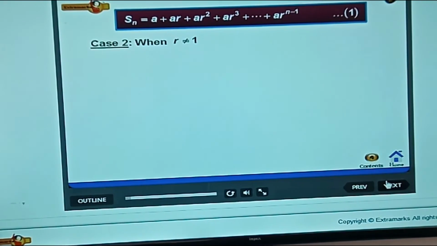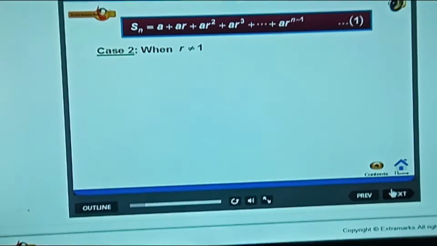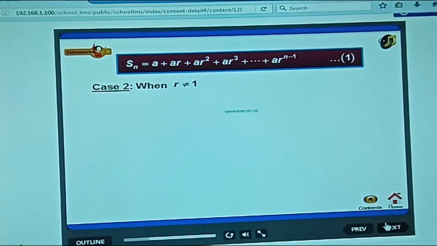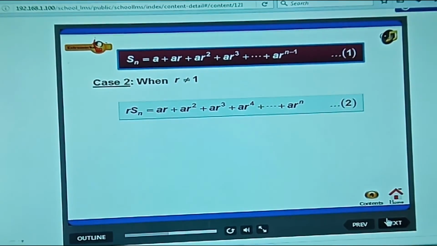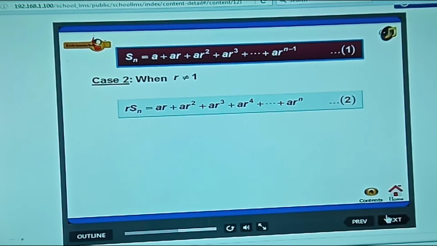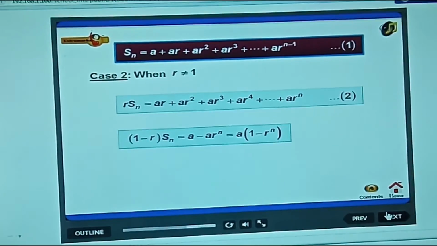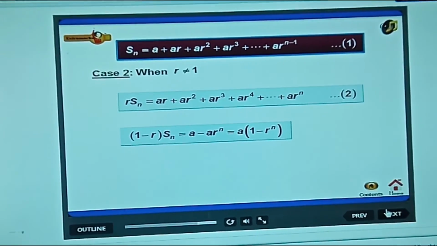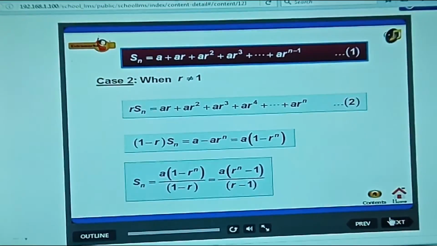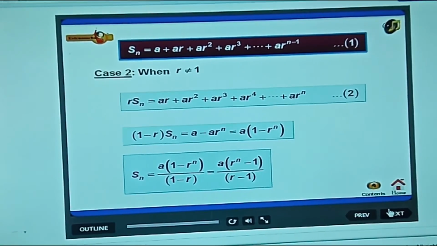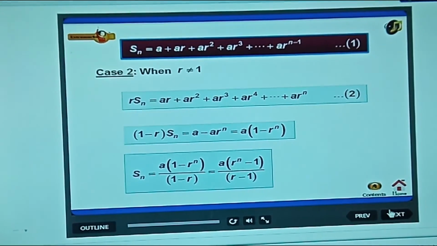Case 2. When R is not equal to 1. In this case, multiply the equation 1 by R. We get the following expression. Now, on subtracting the equation 2 from the equation 1, we get the following expression, which on simplifying gives the value of the sum to first n terms of the GP as shown.